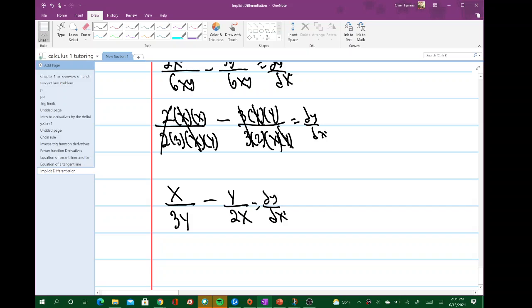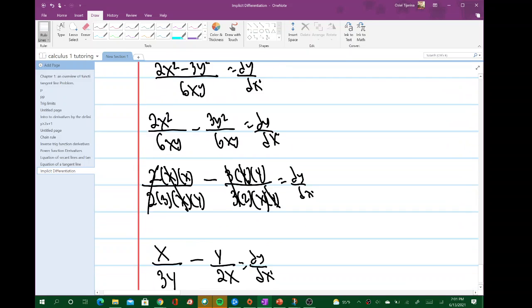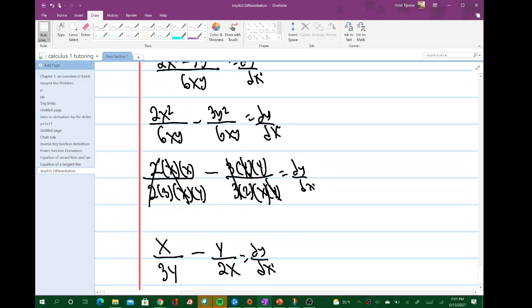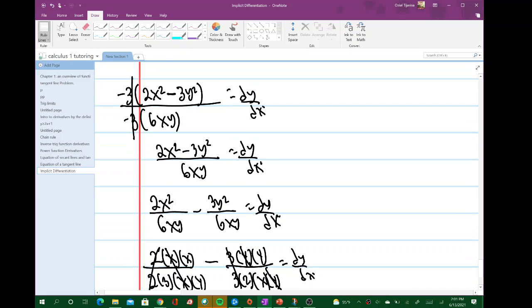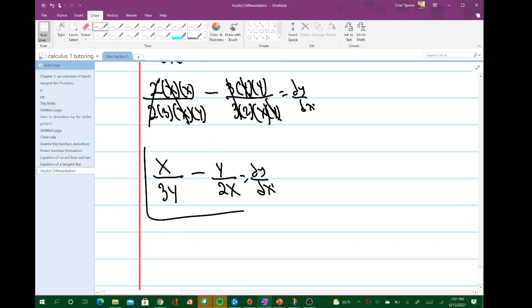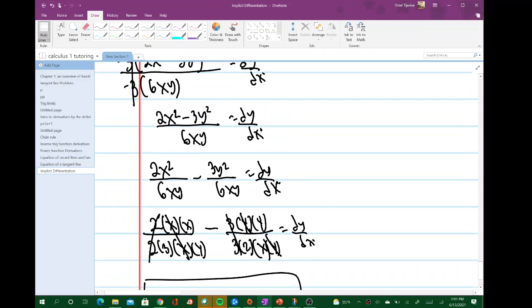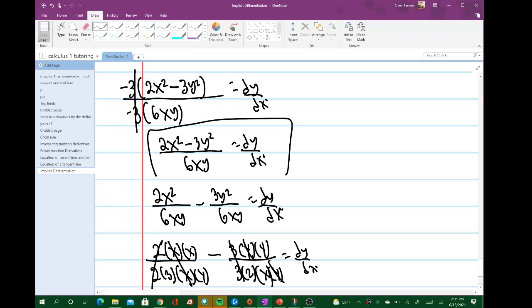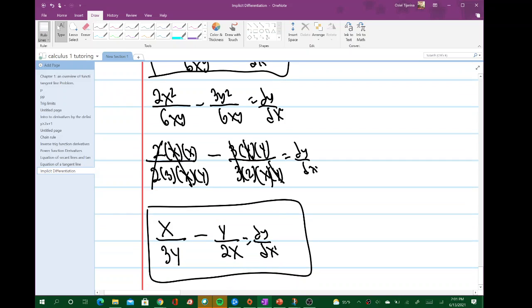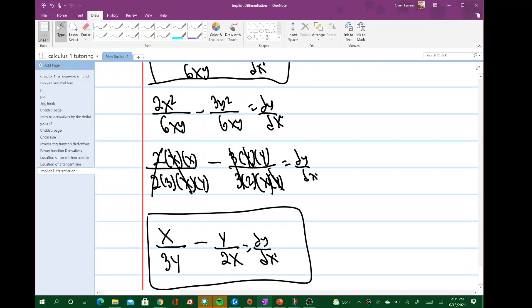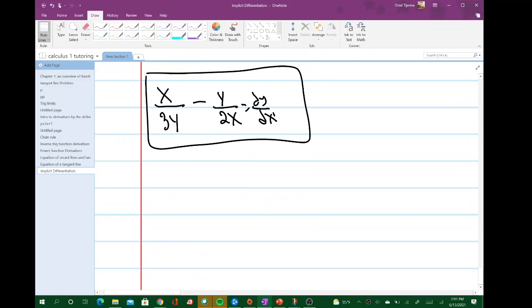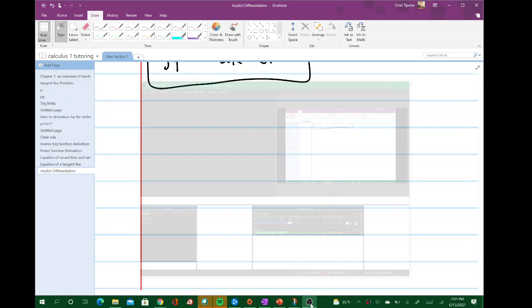And I believe that these are possible answers. You can either write it like this, or you can write it like this. I'm sure the teacher would accept it.